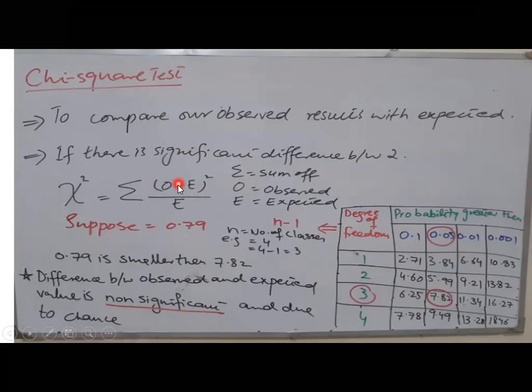Observed means which we have done with the help of our practical or observations by collecting the data, and expected is the other one. So we can prove this with the help of the chi-square test, and this test is in your chapter number 16, and you can see the example from there.